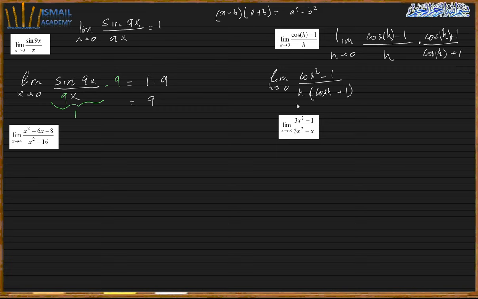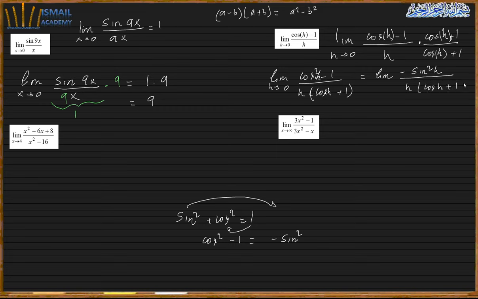So cosine squared minus 1 is minus sine square, because we know that sine square plus cosine square is 1. If I switch the order, cosine square minus 1 will be minus sine square. So if I move this one here and that one there, this will be negative and this will be negative. So cosine square minus 1 equals minus sine square. So here I will have the limit of minus sine square of h over h times cosine of h plus 1.